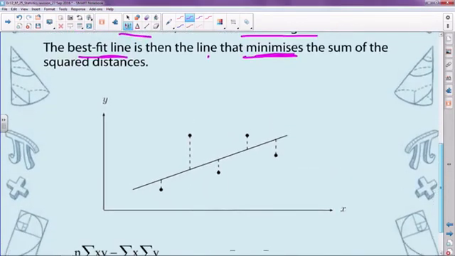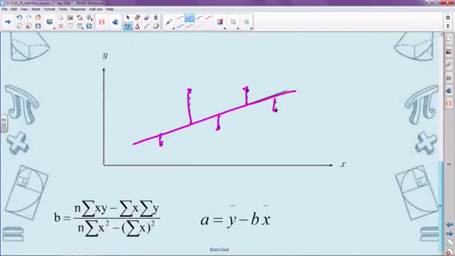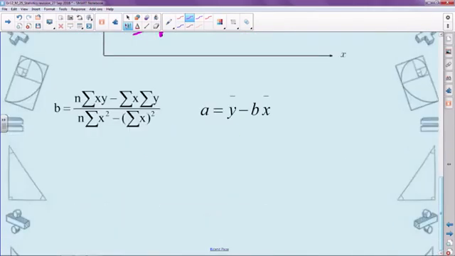We guess at what is the line of best fit, which is this line here that's drawn. You're then going to look at the distance between the data points and that line. And then the best fit line is the line that minimizes the sum of all of the squares of those distances.